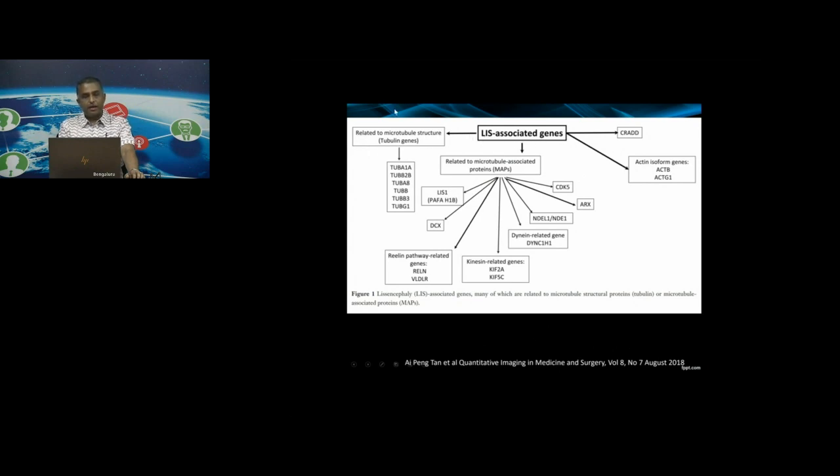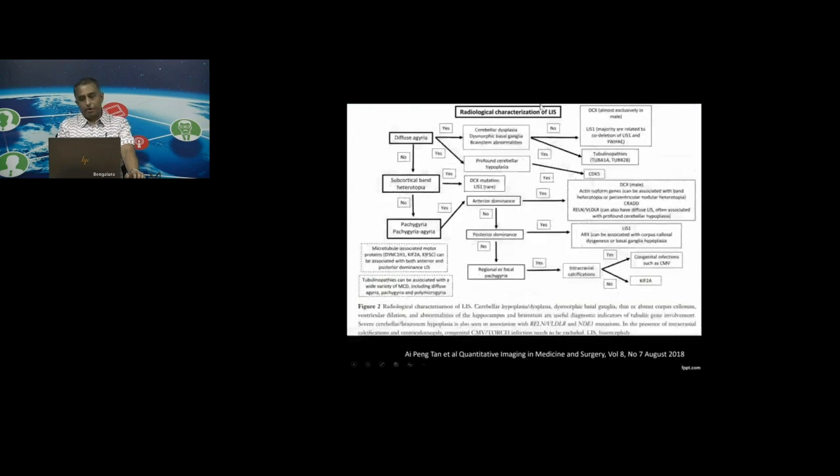So lissencephaly-associated genes may be related to the tubulin genes. We look at this a little later. May be related to microtubule-associated proteins, and this is the group that we saw just now. LIS1 forms a part of this group. It could be due to the CRAD genes, it could be due to actin isoform genes.